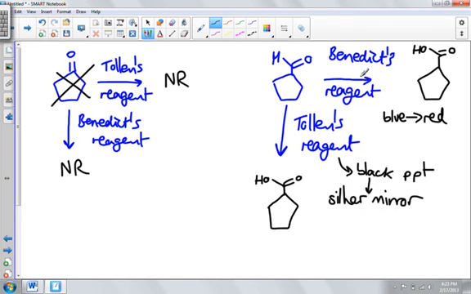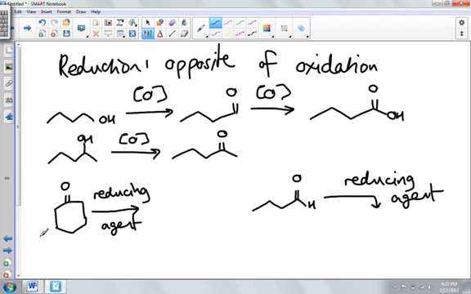So with aldehydes, for Benedict's reagent and Tollens reagent, you always get a positive test, and for ketones you don't. Alright. Now, that's oxidation. Reduction is, as I said before, the opposite of oxidation. We've seen how before primary alcohols like this can be oxidized to aldehydes, which, if it's done again, can be oxidized further to carboxylic acids.